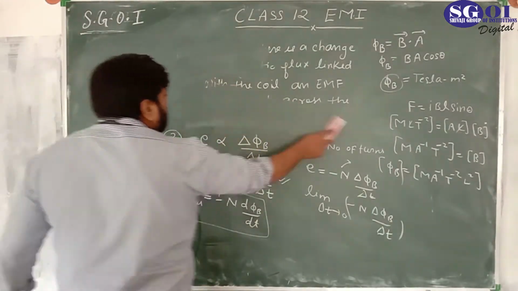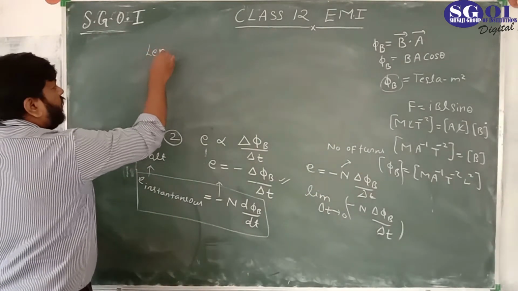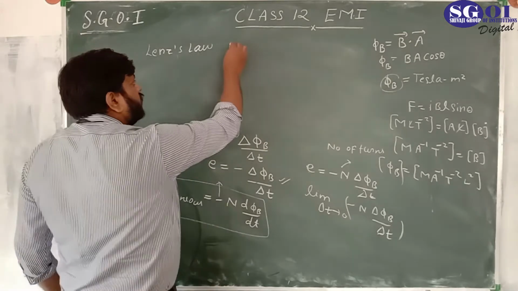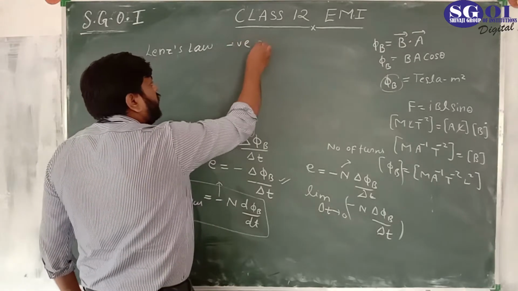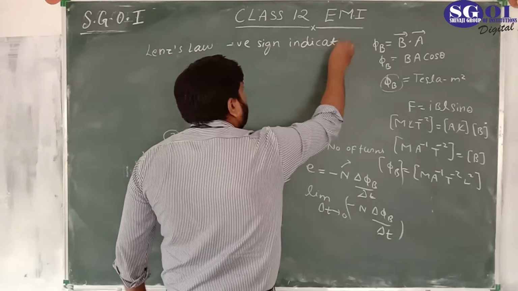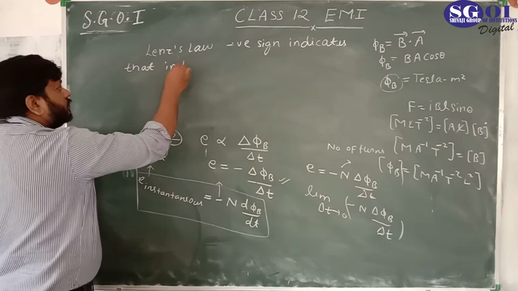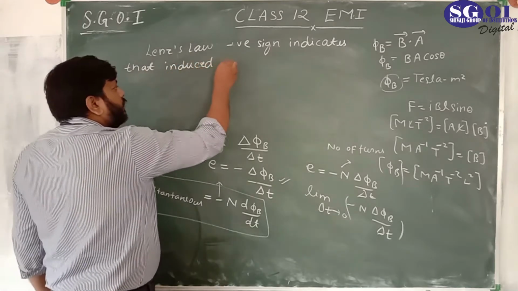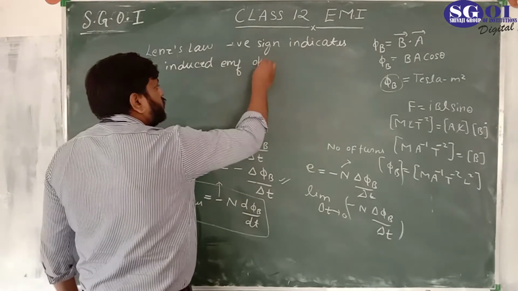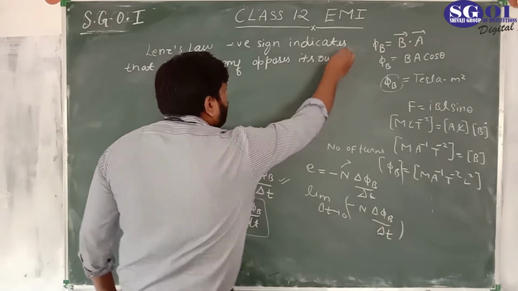So this negative sign is explained by Lenz's law, and according to Lenz's law, very important, the negative sign indicates that the induced EMF opposes its own cause of production.